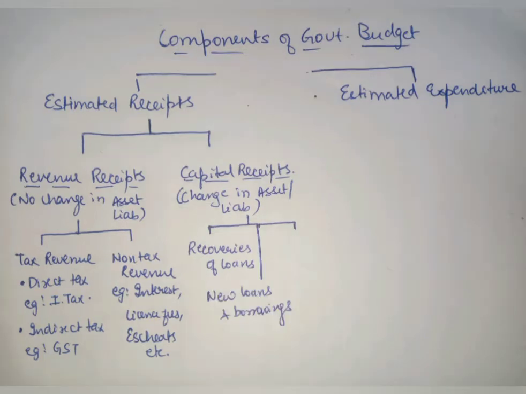The second category of capital receipts is new loans and borrowings taken by the government, either from any international organization or from governments of other countries. Whenever this happens, it leads to increase in the liability for the government, as there is a liability to repay this loan in the future.